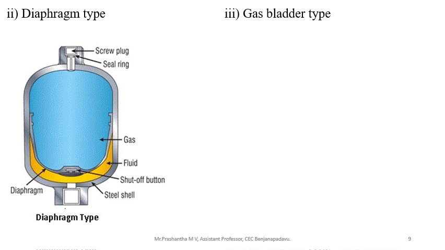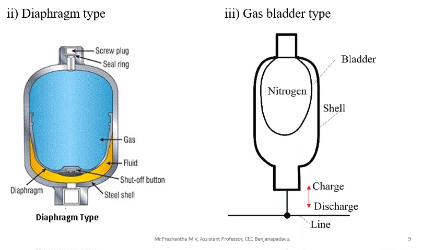Next we will move on to the gas bladder type accumulator. Here the gas bladder accumulator, you can see it. When we go for a construction, it consists of a bag or bladder made up of synthetic material that can be installed or removed through the shell opening at the poppet valve. The poppet valve closes the inlet when the bladder is charged fully.